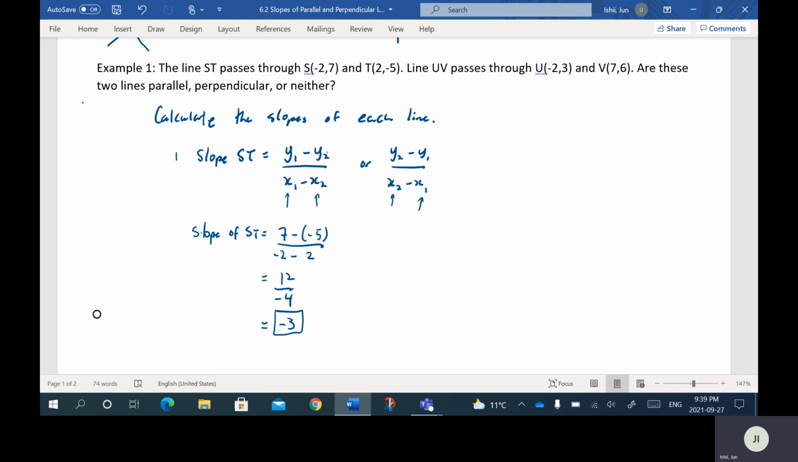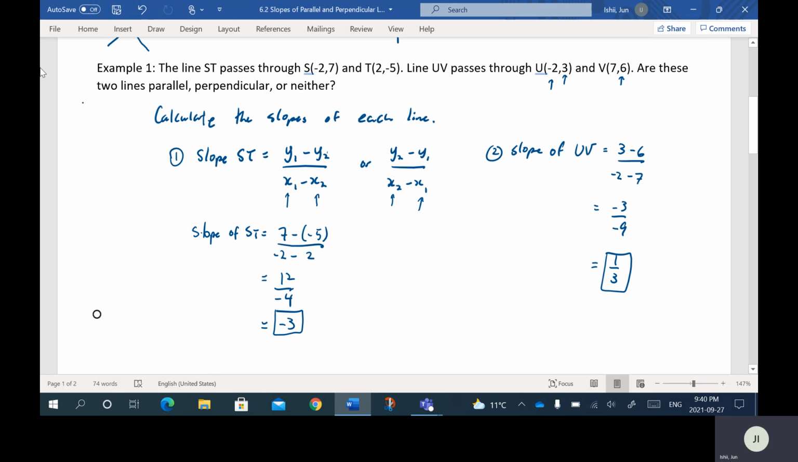All right, so that was the first line. Let's calculate the slope of the other line, UV. Again, I'm going to subtract the y values: 3 minus 6 over negative 2 minus 7. If I work this out, 3 minus 6 is negative 3, and negative 2 minus 7 is negative 9. Now this fraction reduces to positive 1 over 3. All right, so that's the slope of UV.